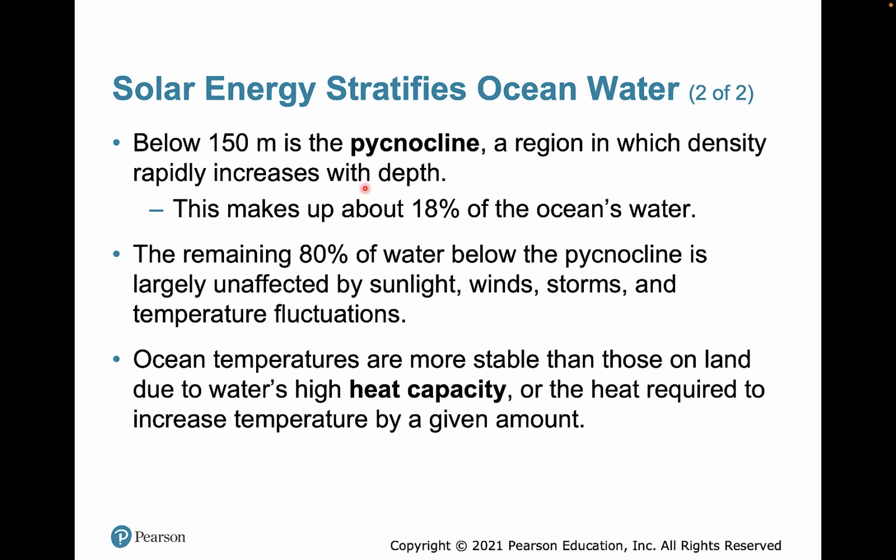Pycno means density, okay? The area above the pycnocline makes up about 18% of the ocean's water. Below the pycnocline, that water doesn't change very much, okay? You don't get wind, sunlight, storms, or really many temperature fluctuations, okay? Ocean temperatures tend to be more stable because of the high heat capacity that water has.